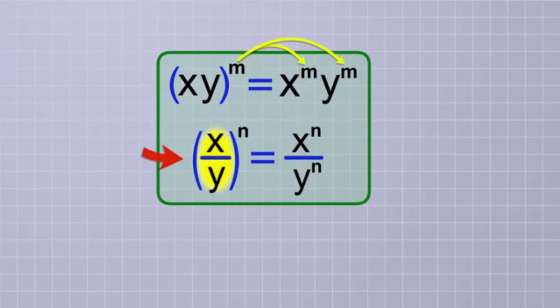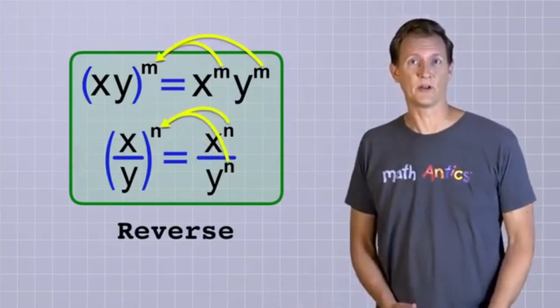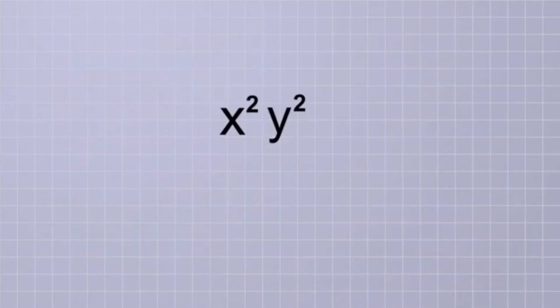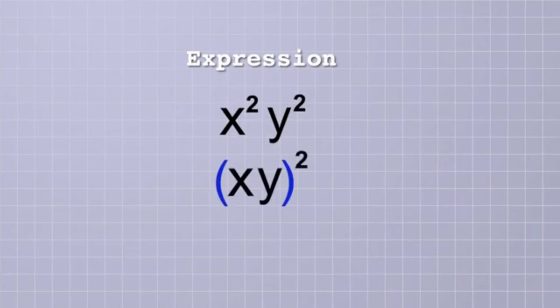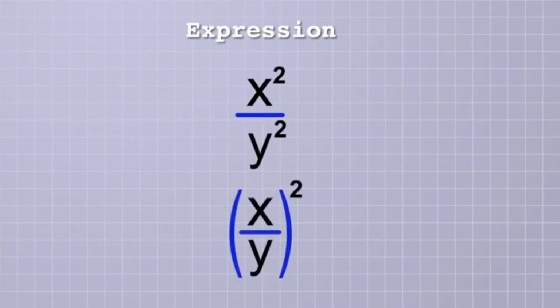And the second law shows the group, x divided by y, that's being raised to the power of n. And it says that you can rewrite it as x to the n divided by y to the n. In other words, you can distribute the exponent to each part of the fraction. Of course, these laws would work in reverse too, and you could undistribute the exponents if they're the same. For example, if you're given the expression x squared times y squared, you could rewrite that as the quantity x times y, squared. And if you have the expression x squared divided by y squared, you could rewrite that as the quantity x over y, squared.